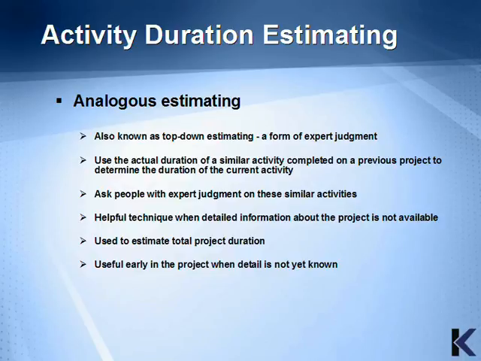Analogous estimating is also known as top-down estimating, and it's considered to be a form of expert judgment. It uses the actual duration of a similar activity completed on a previous project to determine the duration of the current activity. You want to ask people with expert judgment on these similar activities. It's a helpful technique when detailed information about the project is not available, and it can be used to estimate the total project duration. It's also useful early in the project when detail is not yet known.